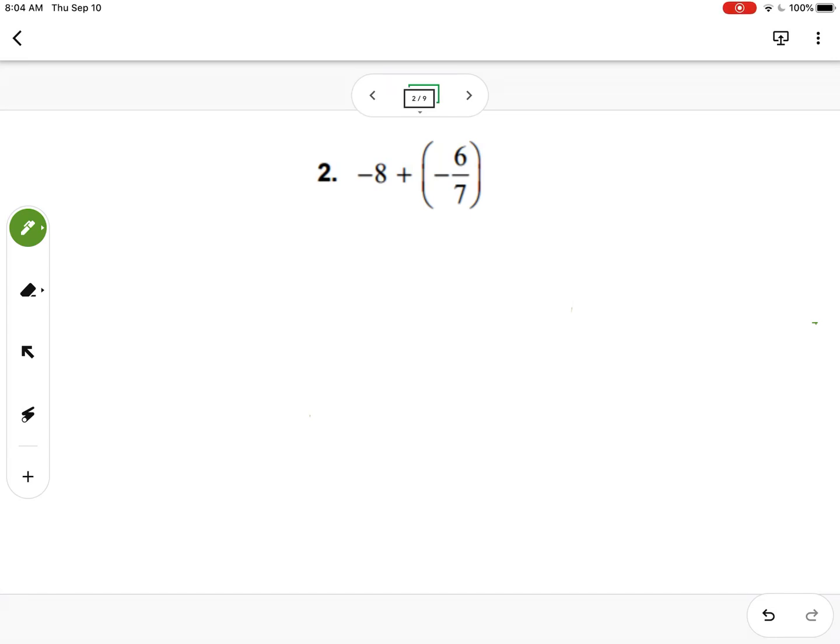Alrighty, let's walk through a second example. In this example, it looks like we have a whole number adding to a fraction. So the first thing we're going to want to remember, maybe you remember it from last year, is that anytime we have a whole number, the denominator is always 1.